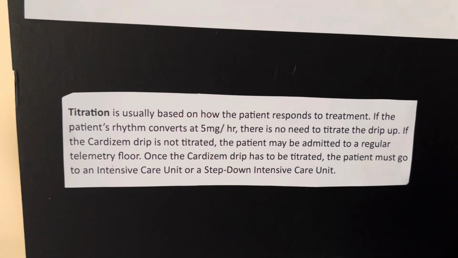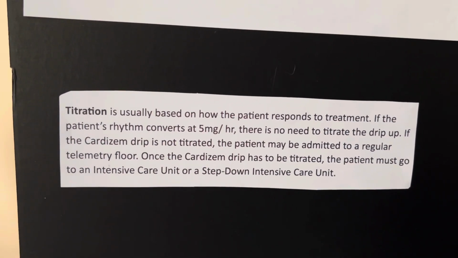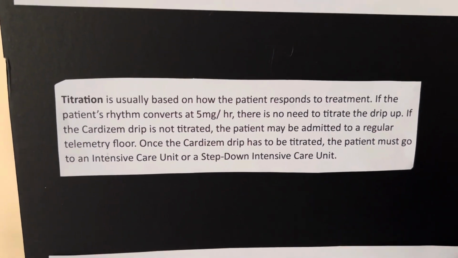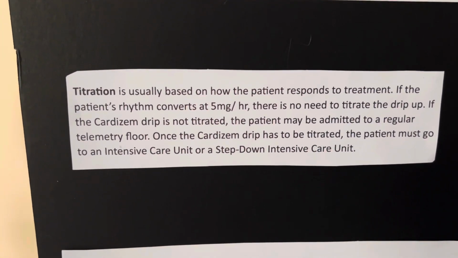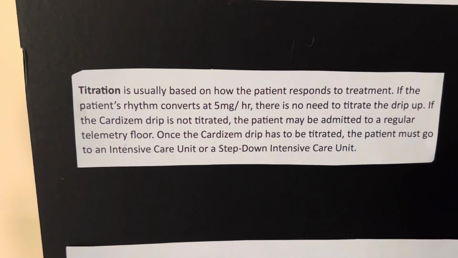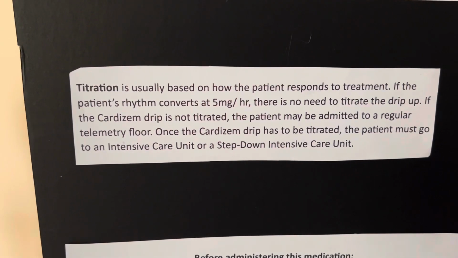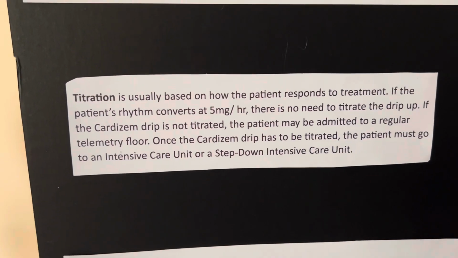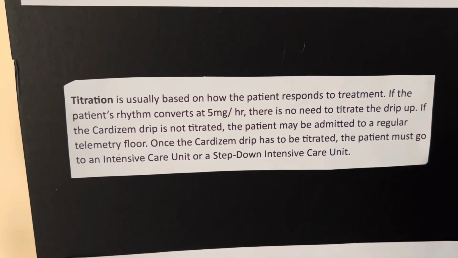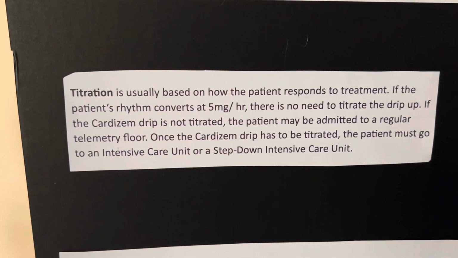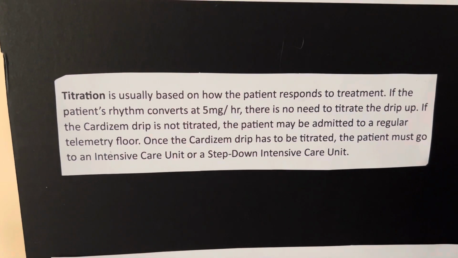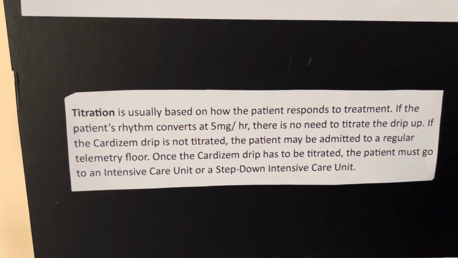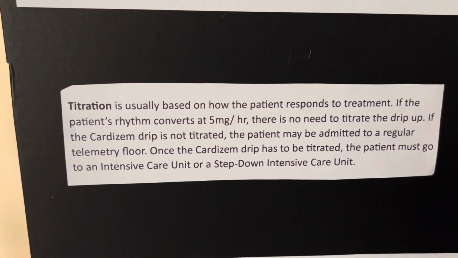Titration is usually based on how the patient responds to treatment. If their rhythm converts from that AFib, then we can stop titrating them. In my hospital specifically, once we do titrate their Cardizem drip, they're required to go to the ICU or a step-down ICU unit. But if we don't titrate their drip and they're just on a fixed rate, they can go to a telemetry floor as long as they're being monitored by a cardiac monitor.